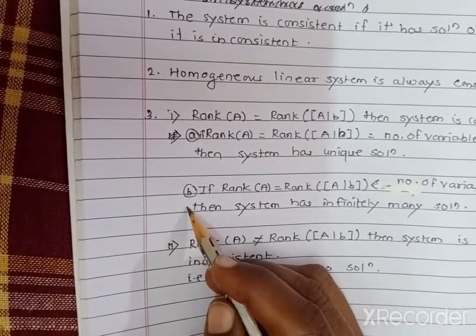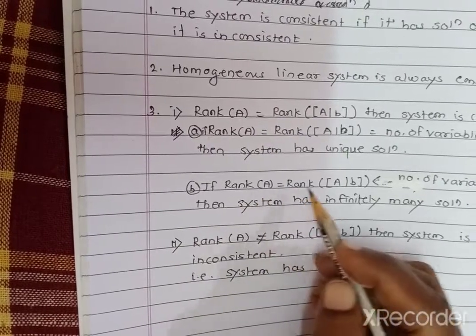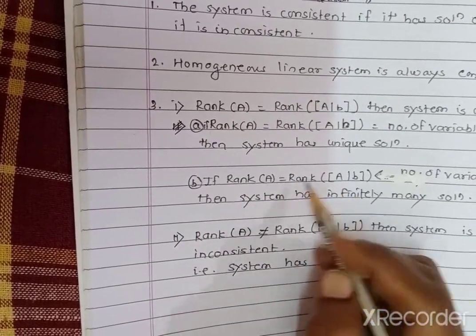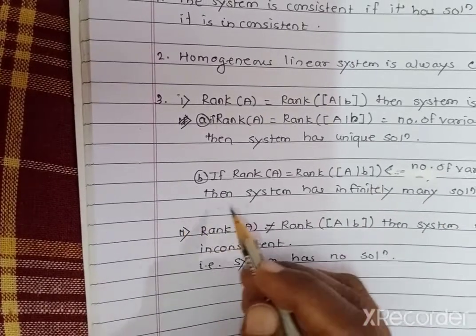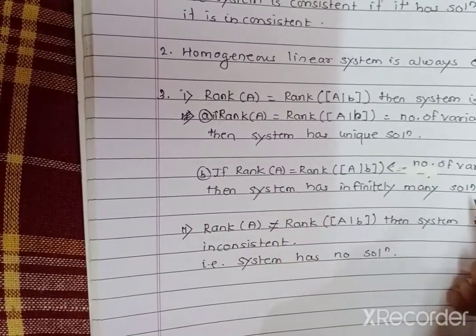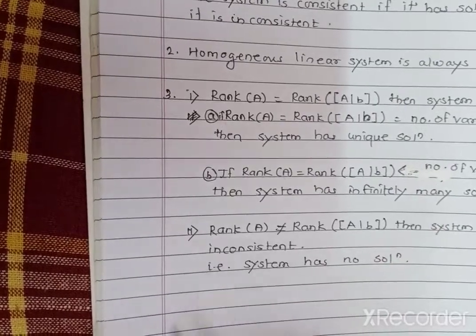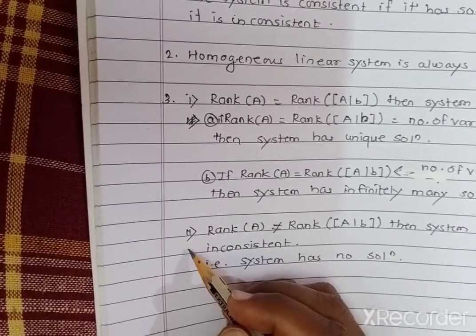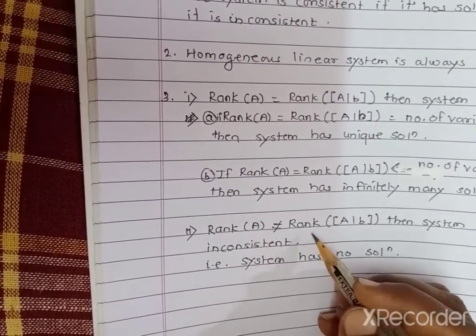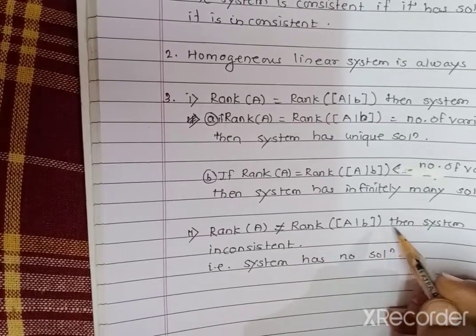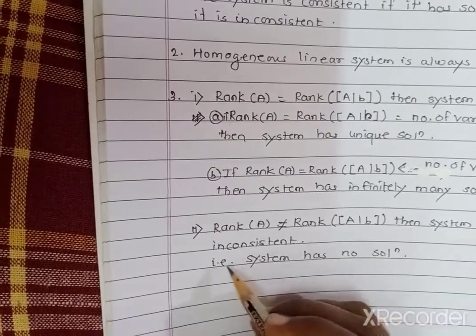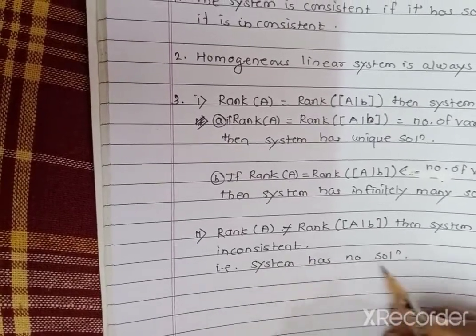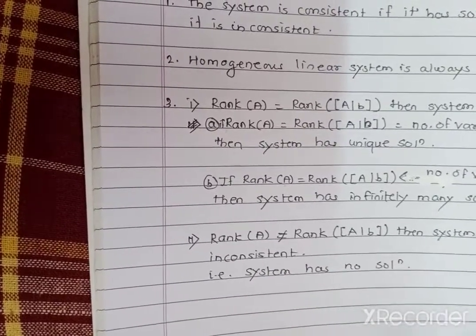And second, if the rank of A equals the rank of [A B], both are the same, but that value is less than the number of variables, then the system has infinitely many solutions. And the next possibility: if the rank of A is not equal to the rank of [A B], then the system is inconsistent. Inconsistent means the system has no solution. So see here, we discuss one example.